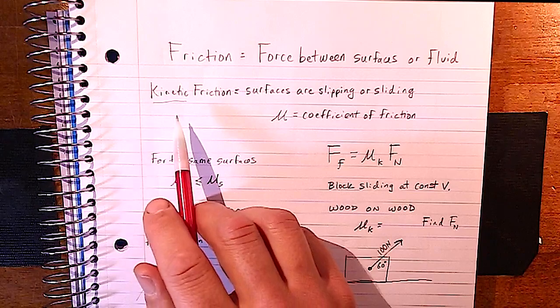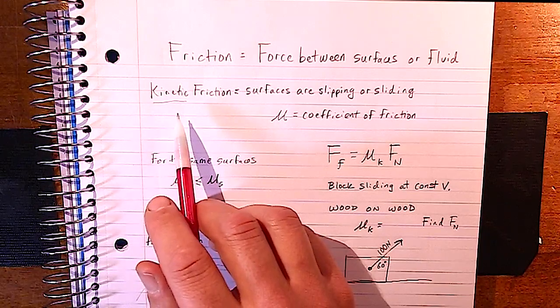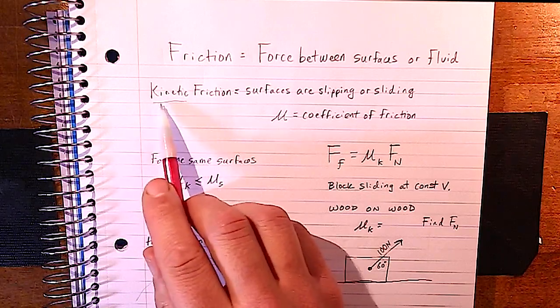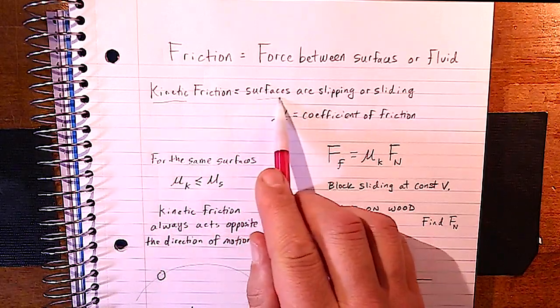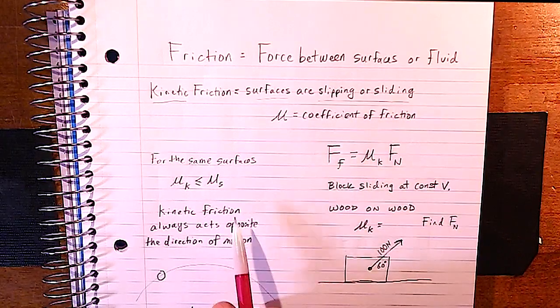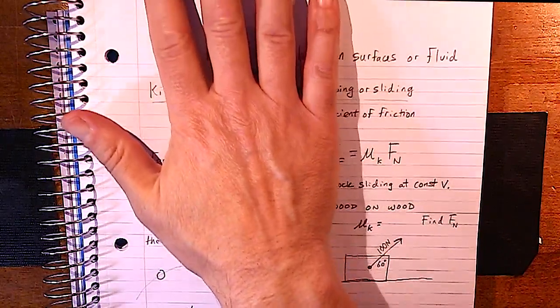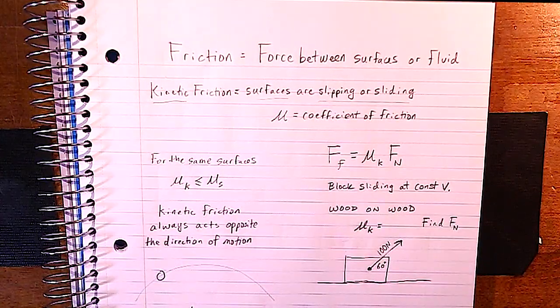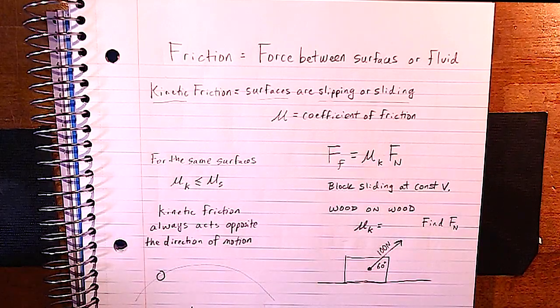And if you think about kinetic, and that word kinematics was one-dimensional motion. This deals with motion in which the surfaces are slipping or sliding past one another. So if I take my hand and I drag it across the piece of paper, that's going to be kinetic friction. Basically, if you can hear a noise, then you're dealing with kinetic friction.